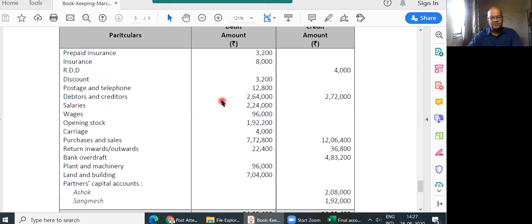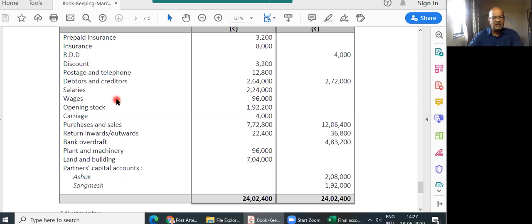Debtors and creditors. Debtor is an asset and creditor is a liability. Debtor will appear in the asset side of the balance sheet and creditor in the liability side of the balance sheet. Salary, indirect expenditure. It will appear in the debit side of P&L account. Wages, direct expenditure. It shall appear in the debit side of trading account.